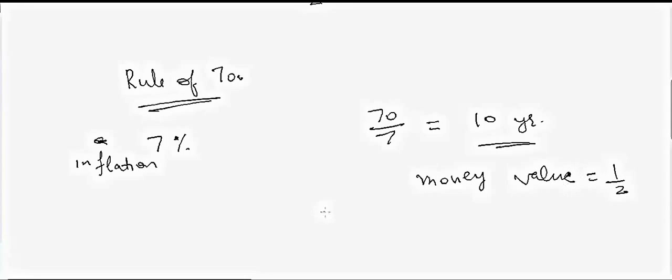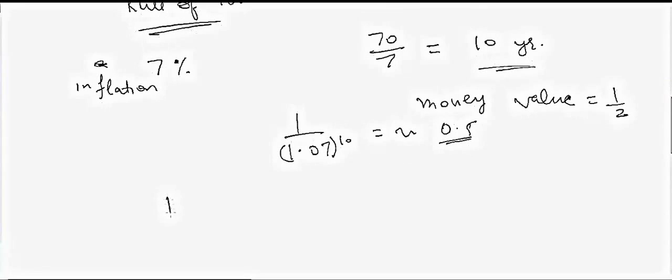You can do this in an accurate way by doing 1.07 raised to the power 10, and if you see, that will be approximately equal to 0.5. So it takes around 10 years if the inflation is 7% for money to be half. And in the same way, if the inflation is 14%, then it will take you 70 divided by 14 is equal to 5 years. So this is what we call the rule of 70.